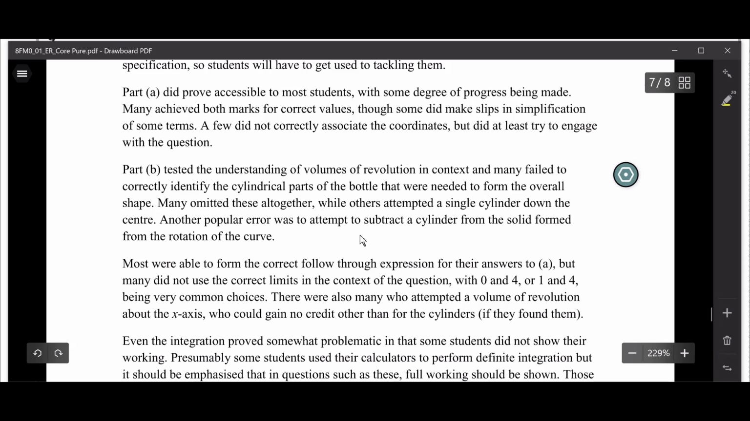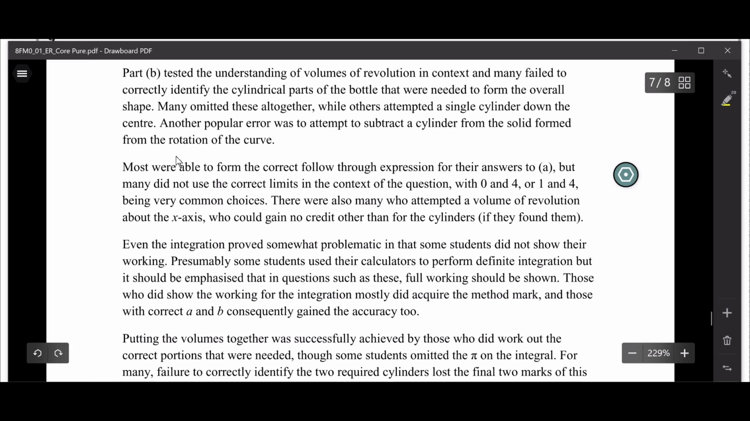I didn't think that would be possible, but most were able to form the correct follow-through expression for their answer to part A, but many did not use the correct limits in the context of the question, with 0 and 4 or 1 and 4 being very common choices. There were also many who attempted a volume of revolution about the x-axis who could gain no credit other than for the cylinders if they found them.